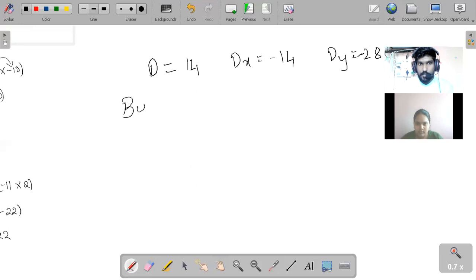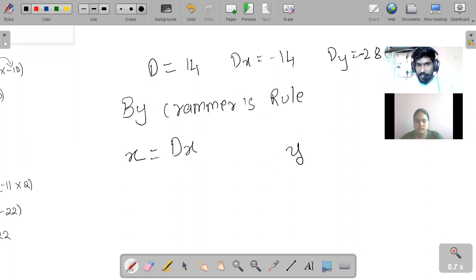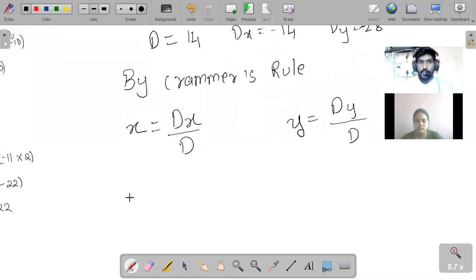Okay, now Cramer's rule, here it comes. So by Cramer's rule, we can find the value of x and we can find the value of y. The formula for x is dx upon d, and the formula for y is dy upon d. Now let's substitute the values.